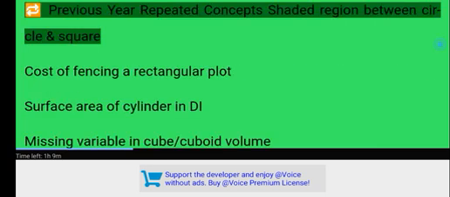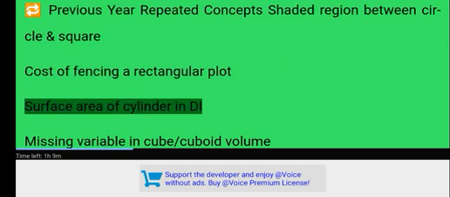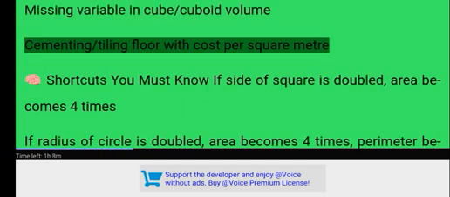Repeated concepts in previous years: shaded region between circle and square. Cost of fencing a rectangular plot. Surface area of cylinder in DI. Missing variable in cube or cuboid volume. Cementing or tiling a floor with cost per square meter.